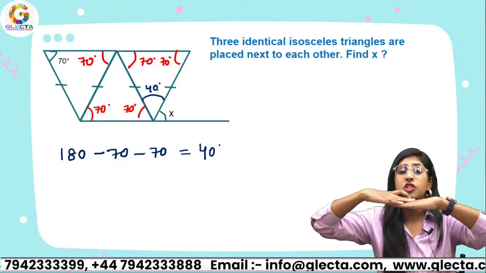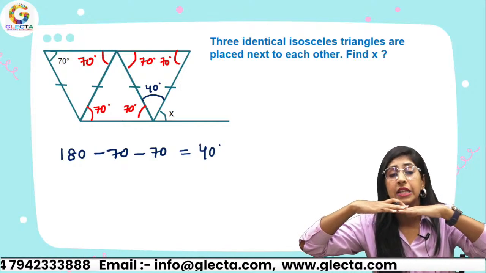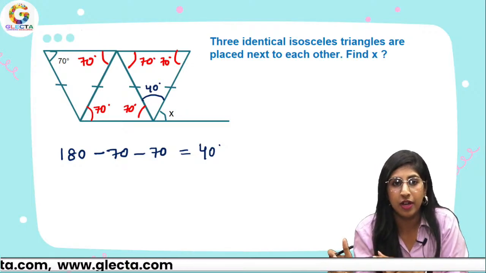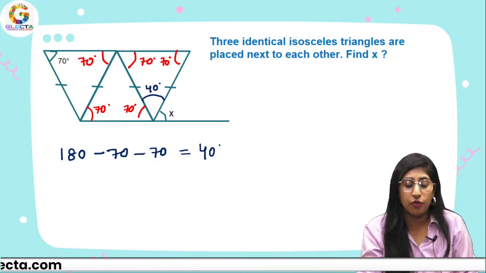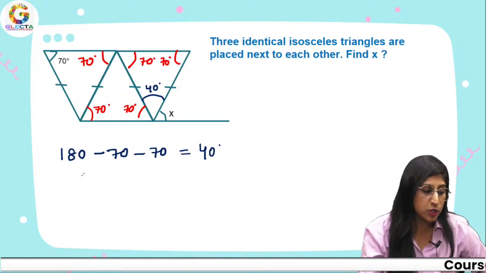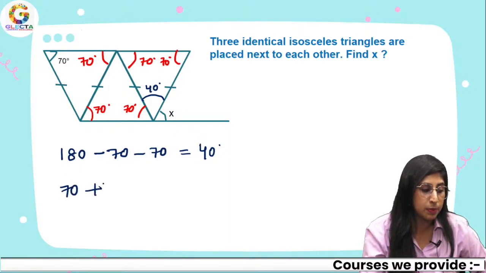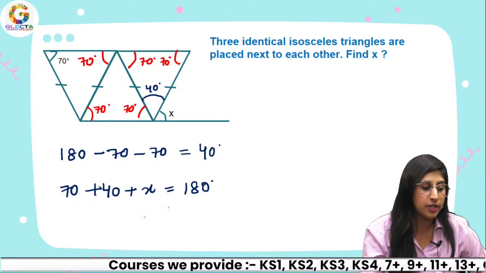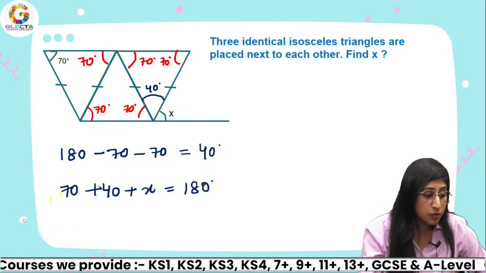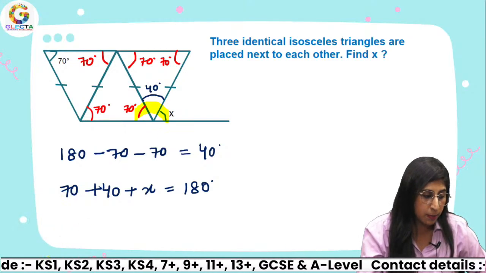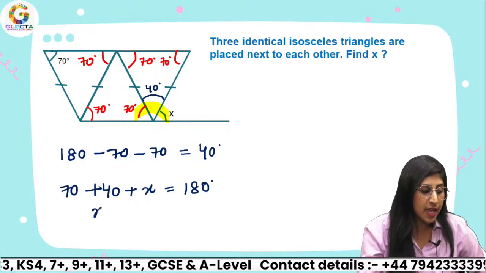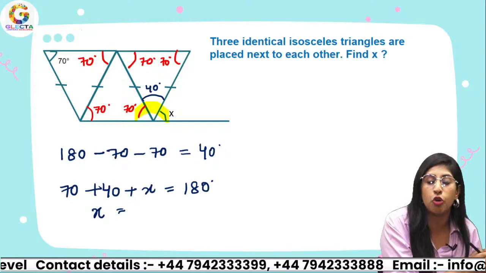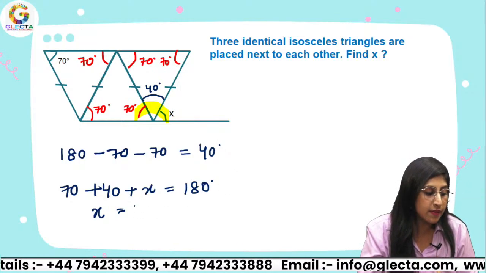And if you guys see a straight line, on a straight line, the sum of all the angles is 180, right? So over here, if the sum of all the angles is going to be 180, that means 70 plus 40 plus x is equal to 180 degrees. How did I come to that conclusion? I'm seeing this particular part, right? So that means x equals 180 minus 70, 110, 110 minus 40, which is going to be 70 degrees.